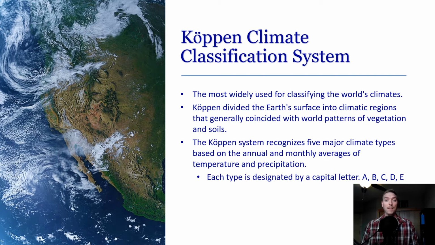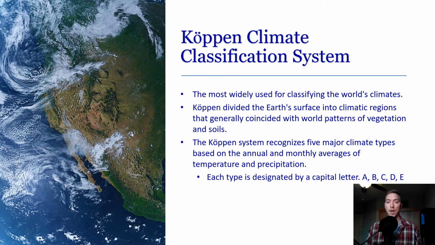So the Köppen climate classification system, as I said, is the most widely used for classifying the world's climates. Köppen divided Earth's surface into climatic regions that generally coincided with world patterns of vegetation and soil. Now remember, as we said, he was a botanist. He was interested in the dispersion of plants and how that dispersion related to the climatic, meteorological, botanical variations across the planet.